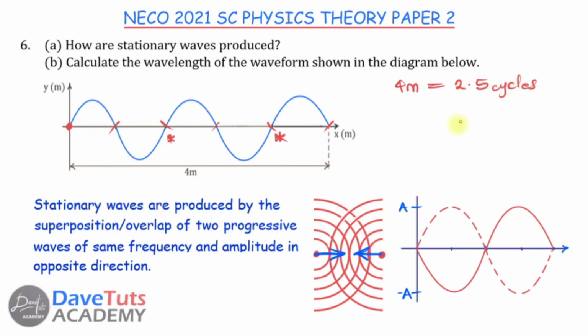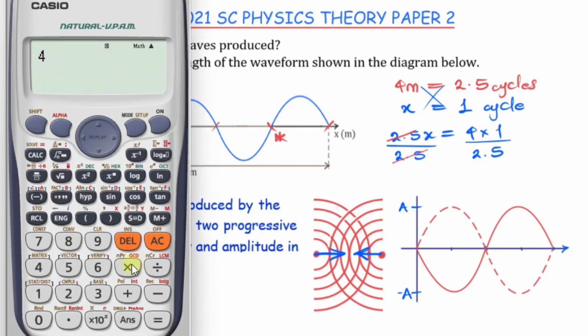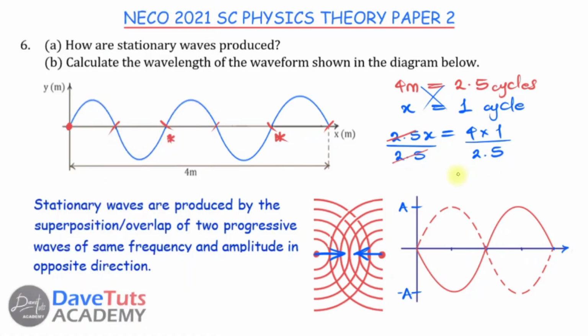So our question is asking us what is going to be the value of the wavelength that will correspond to one cycle. We can just cross multiply that. In this case, we have 2.5x is equal to 4 times 1, and if we divide both sides by 2.5, the 2.5 here will cancel, then 4 divided by 2.5, what's that going to give us? 4 divided by 2.5 is 8/5, which is 1.6. So x, which is the wavelength, is 1.6 meters for this particular waveform.